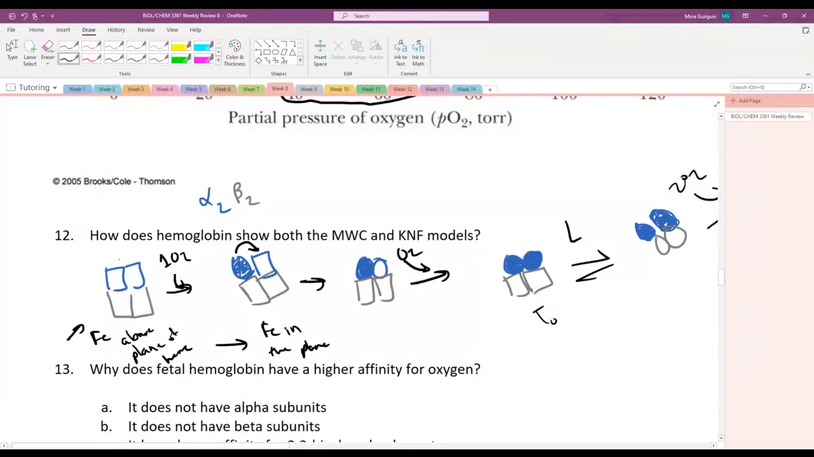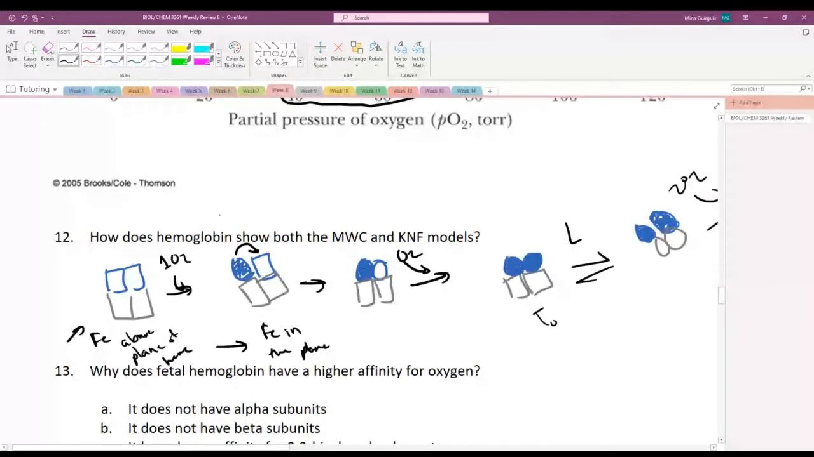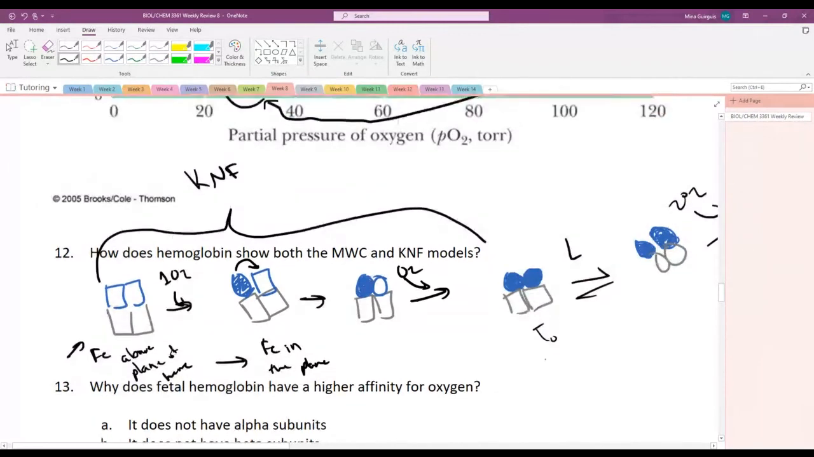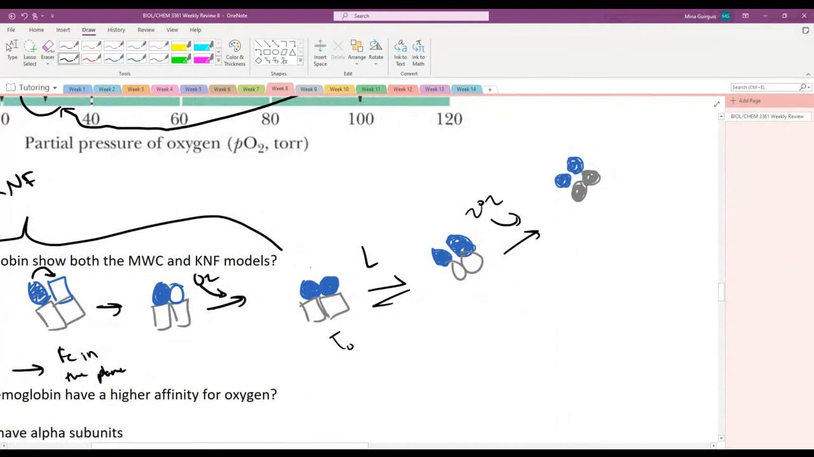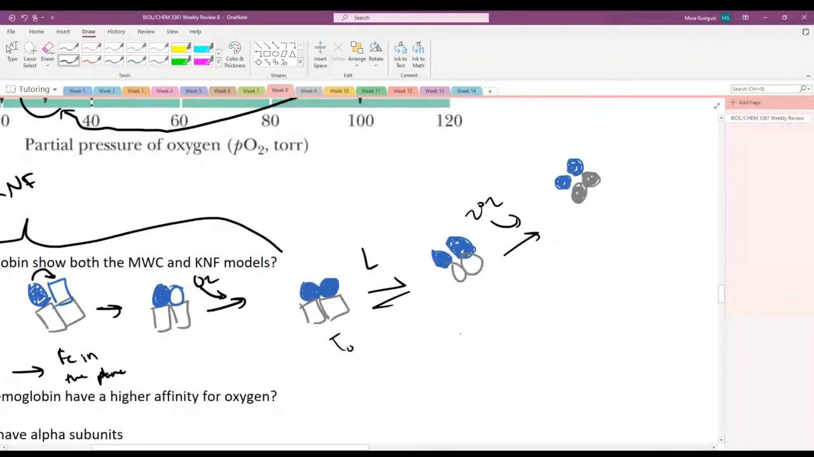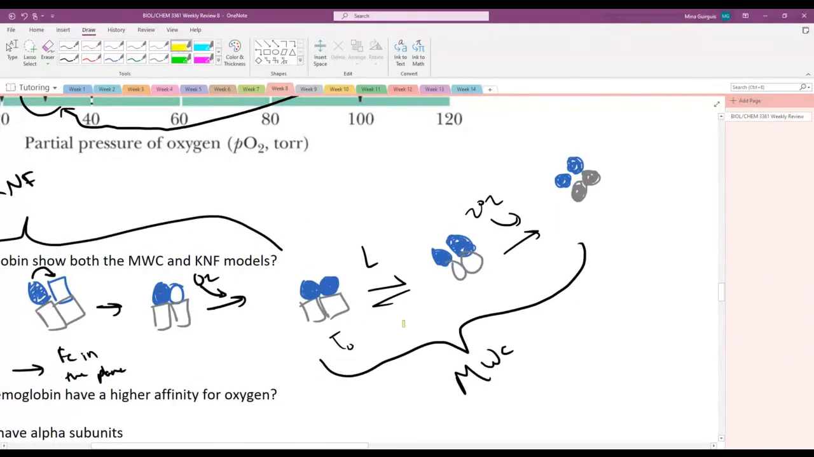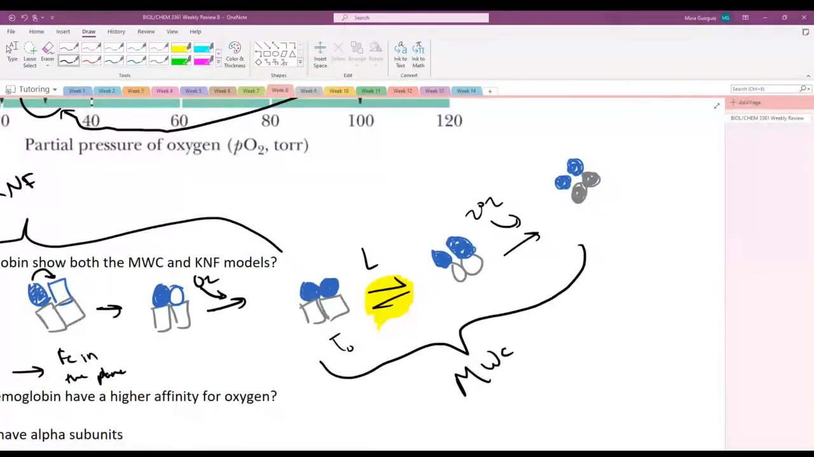So this affects the second alpha subunit of hemoglobin. This is textbook KNF, exactly what we drew up for the KNF model. Now let's talk about the rest of this. Why is it that when we get to here, it switches to MWC? Because this is also textbook MWC. That equilibrium right there, I've highlighted on about 6 or 7 different MWC model drawings. Why does it switch? The reason is, again, what's happening in 3 dimensions.